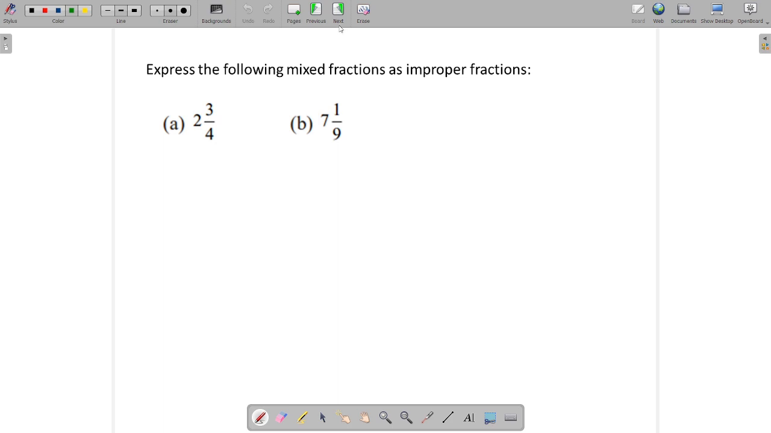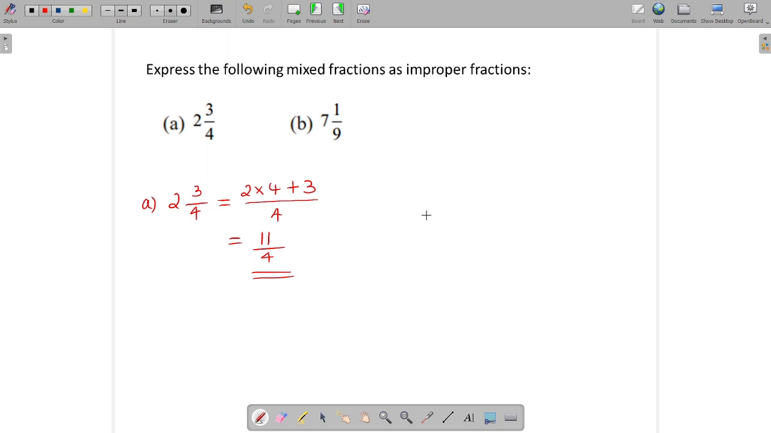Now, mixed fractions to improper fractions. Express the following mixed fractions as improper fractions. First one, 2 3/4. The procedure is, you multiply 2 and 4 and add 3, over the divisor 4. So 2 into 4 plus 3 by 4, that is equal to 8 plus 3, 11. So its answer is 11/4.